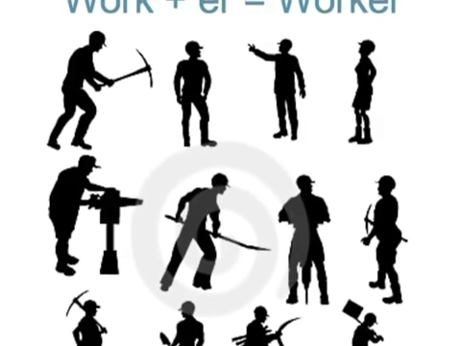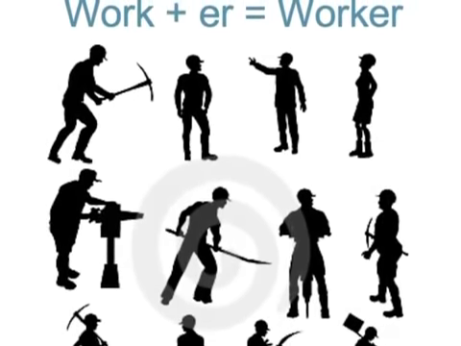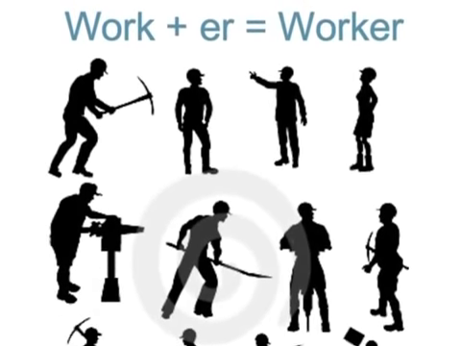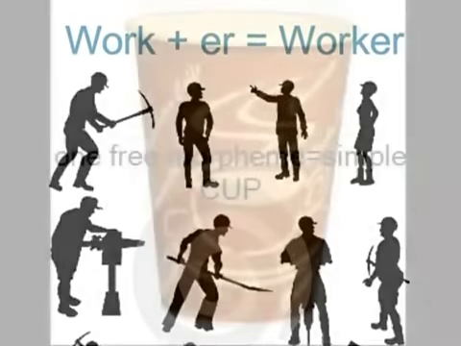If you take the verb work and add the suffix er to the end, you now have the word worker, which is a noun. So not only have you changed the part of speech, but you have changed the concept the reader associates in their mind.